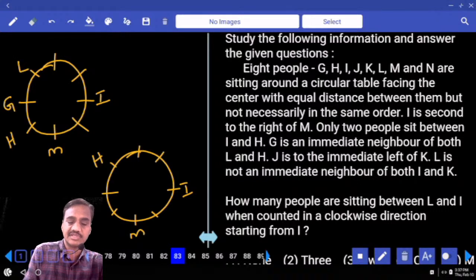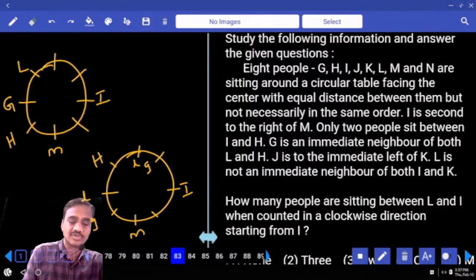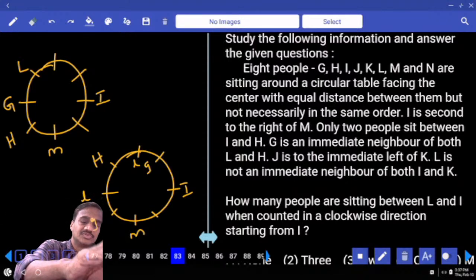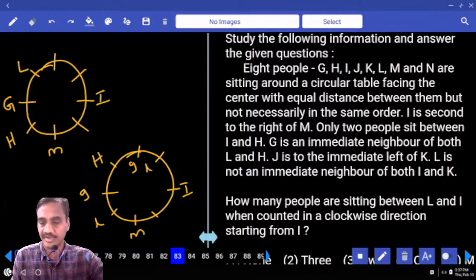Now in this one, G is an immediate neighbor of both L and H. Now, L and G can be like this, or L and G can be like this. Sorry, G is an immediate neighbor of both L and H means G and L, or G and L. Isn't it? There are two possibilities.